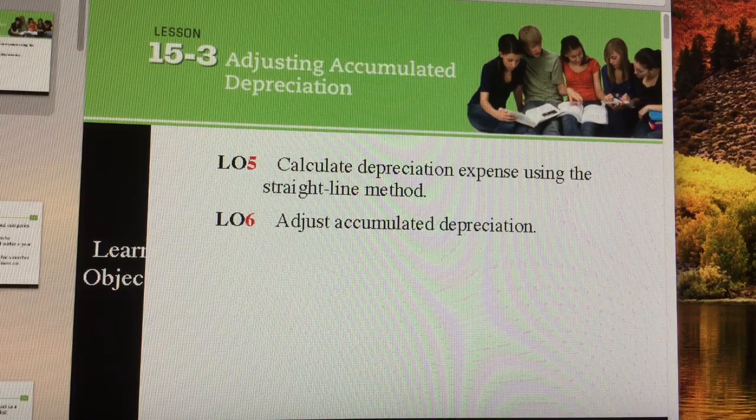Lesson 15-3, Adjusted Accumulated Depreciation. So our learning objectives for Lesson 3 is calculating depreciation expense. We're going to use the straight line method, and then we're going to adjust accumulated depreciation. So we're actually going to make a journal entry.